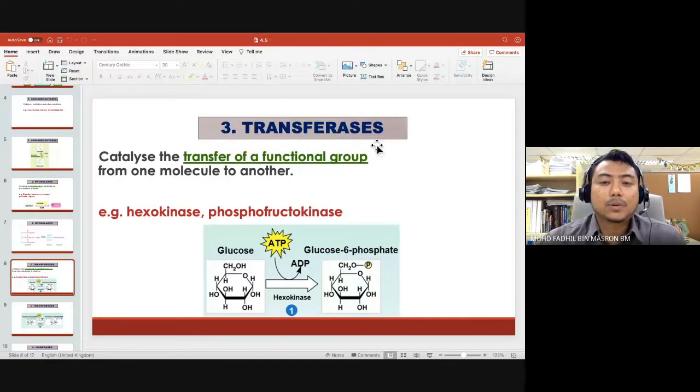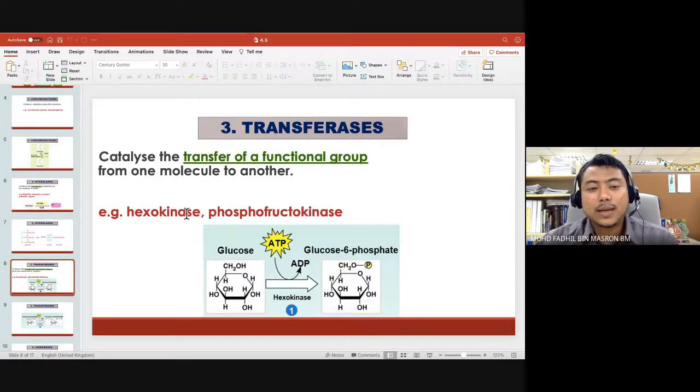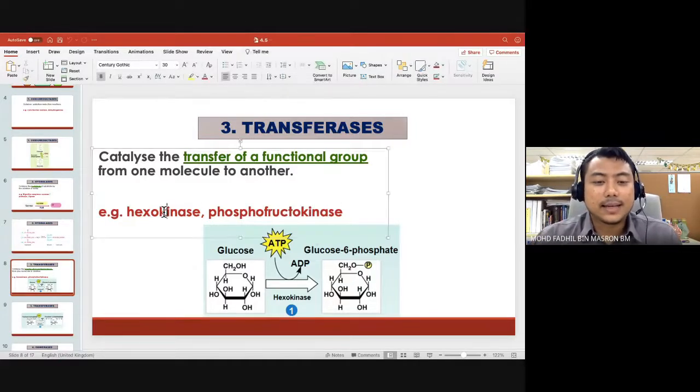Transferases, namanya pun transfer, pindah. It catalyzes the transfer of a functional group from one molecule to another. Contohnya hexokinase, phosphofructokinase. Biasa namanya hujungnya ada perkataan kinase. So itu biasa ialah transferases lah.